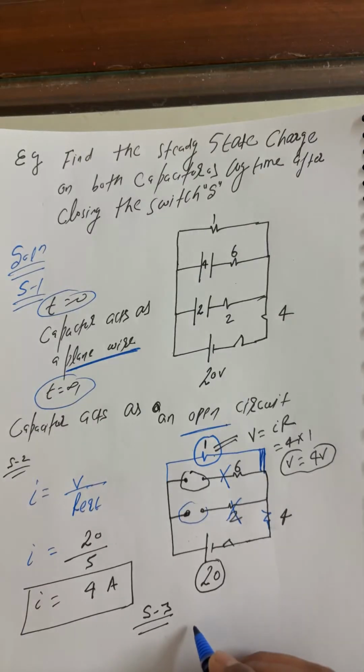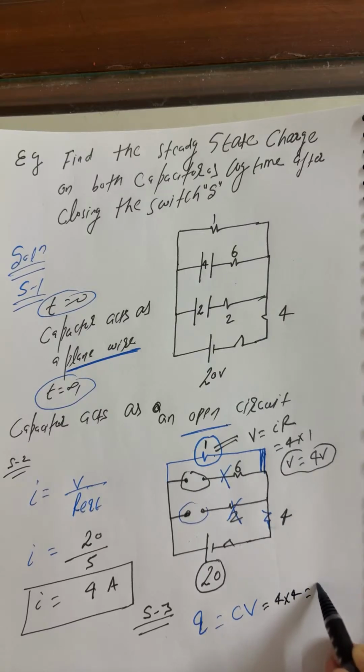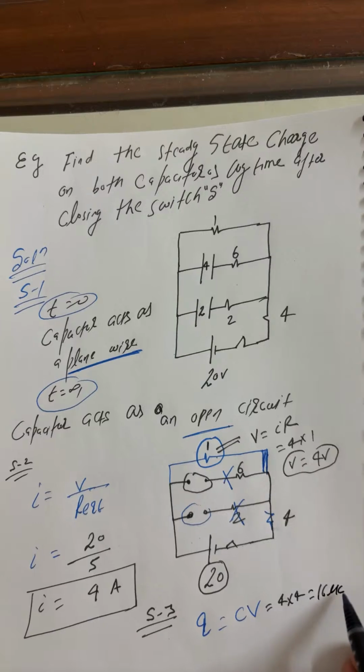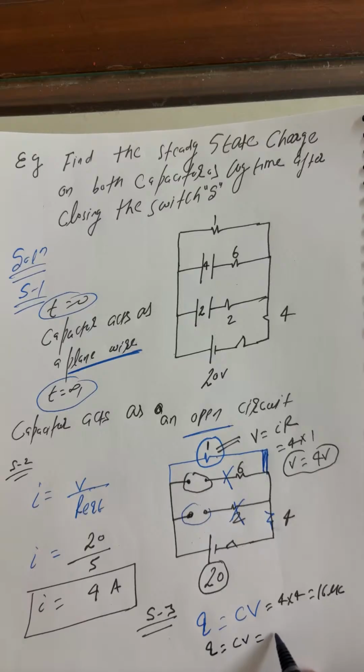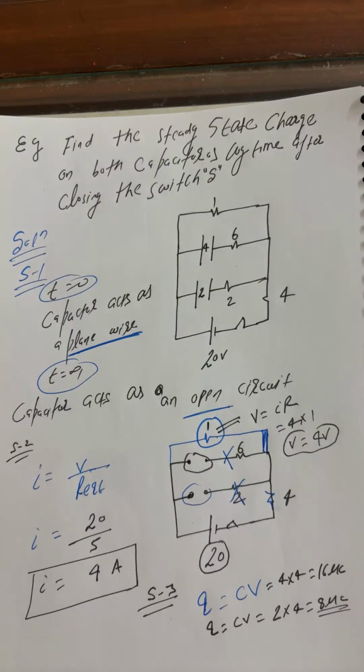Now I'm going to find the charge on the 4 microfarad capacitor. Q equals CV, so C is 4 into 4, and I'll get 16 microcoulomb. Next I'll again apply Q equals CV, with C as 2 into 4, so this is 8 microcoulomb. Okay, fine. Now student, just go through this. It's not tough at all.